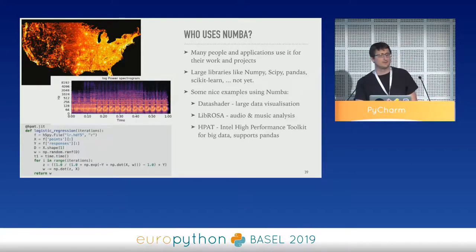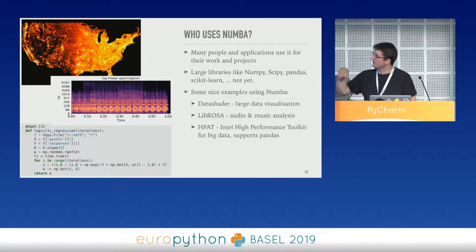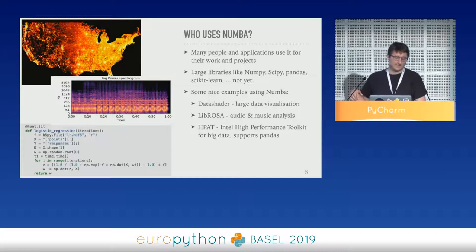And Intel has written HPAT, which is the High Performance Analytics Toolkit, and this can do big data processing and supports pandas. So they've done something very similar to what Numba did. They've defined a decorator, hpat.jit, which can take a function which does IO and then NumPy or pandas computations and so on, and it will parallelize this also to clusters using MPI.